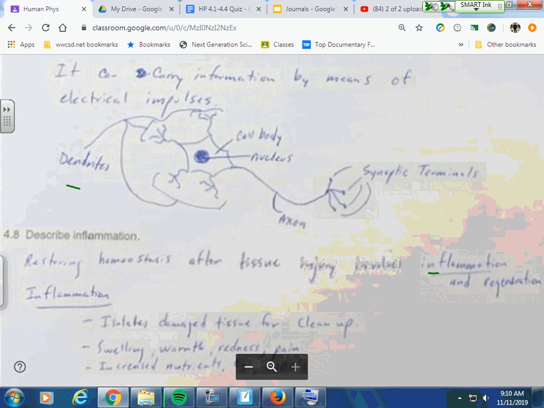All right, so inflammation and regeneration. Inflammation isolates damaged tissue for cleanup. Think of what happens when you get an injury to tissue: swelling, warmth, redness, pain, and increased nutrients, increased O2, and increased white blood cells. That is the new one for tomorrow.